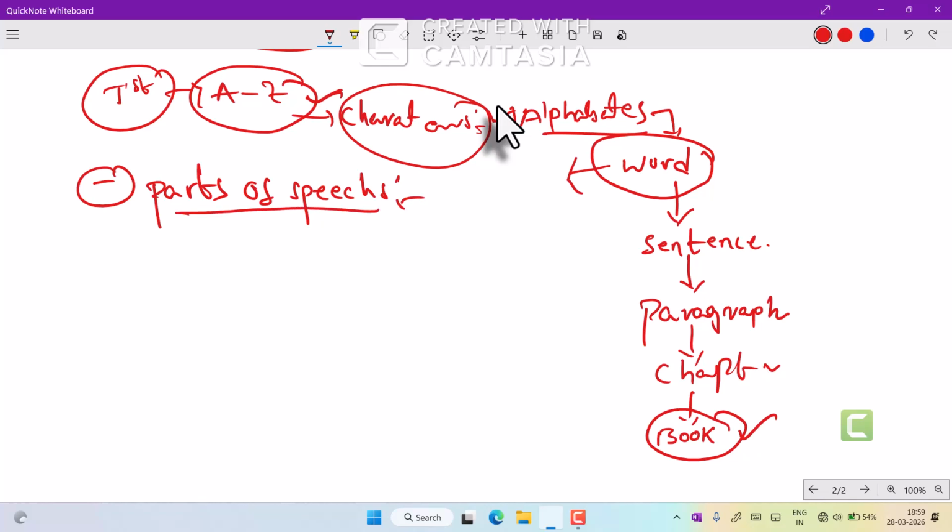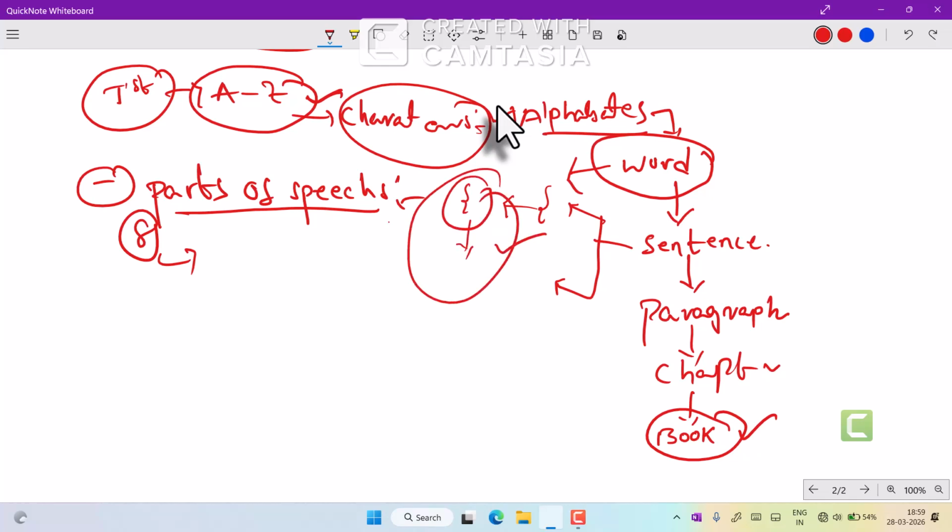Now we know that there are 8 parts of speech. I no need to reiterate all those again, but here you see a sentence. Sentences, we know, are of 4 types, and each is again categorized into 3: simple, complex, and compound. This we know. Now let us understand the subject and predicate parts. What is the subject and what is the predicate?